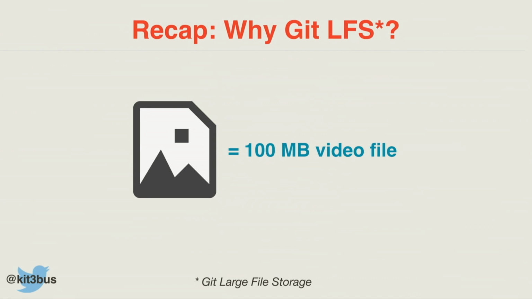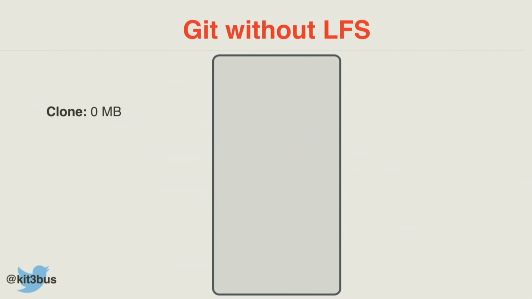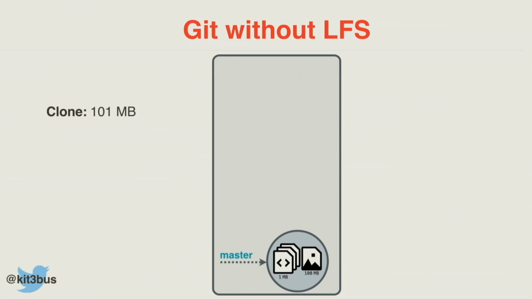But why do we need Git LFS? Let's quickly recap how LFS works, and let's use this video file as an example for a large file. So first, let's look at a repository without LFS. And let's add a bunch of code, 1 megabyte, to our repository, and let's also add our large video file. So after this commit, our repository has a size of 101 megabyte.